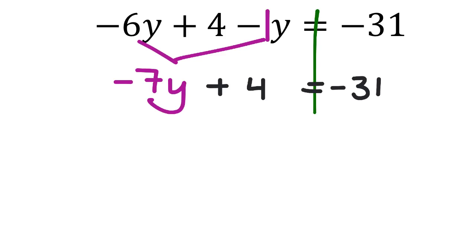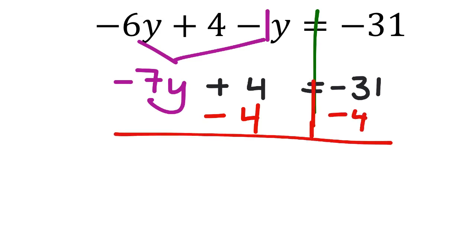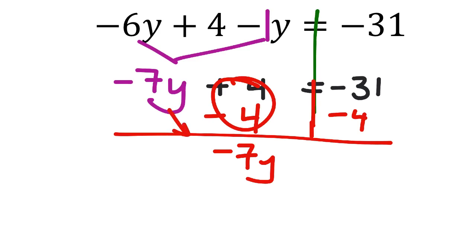So I'm looking to make a 0 first to isolate the y's, that negative 7y. So I would have to zero out that plus 4 by subtracting 4 from both sides of the equal sign. And that does zero that out, so I keep that negative 7y. It's just going to drop down. The equal sign is still there, so I got negative 31 minus 4, which is negative 35. So this two-step equation now becomes a one-step equation because we just did one of the steps.